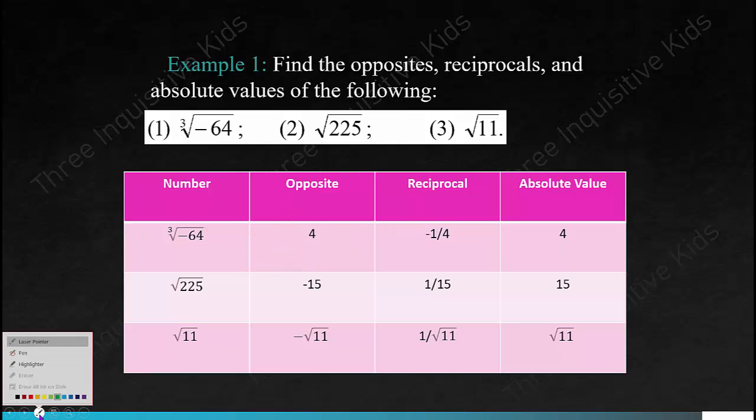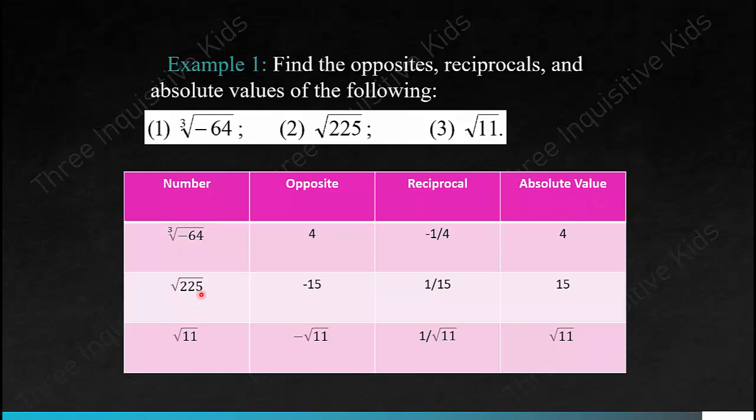And notice how I didn't just add a negative sign in front of it. I first simplified it. So when you're answering problems, you should be simplifying instead of just adding a negative sign in front of it. So it's first simplified. This becomes negative 4 at first, and then you take the opposite, which is 4. The reciprocal is negative 1 over 4. The absolute value is just 4.